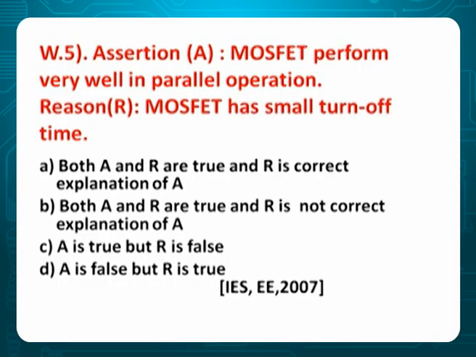Problem number 5. Assertion: MOSFET performs very well in parallel operation. Reason: MOSFET has a small turn off time. Options. A. Both A and R are true, and R is the correct explanation of A. B. Both A and R are true, but R is not the correct explanation of A. C. A is true, R is false. D. A is false, but R is true. That is IES EEE 2007. Let's see the options here.